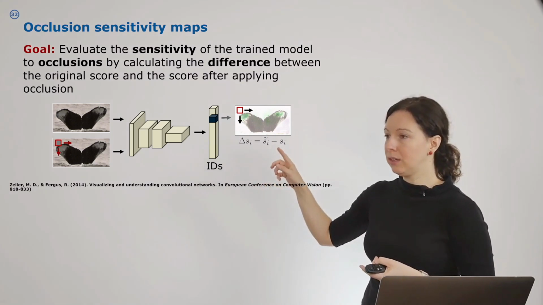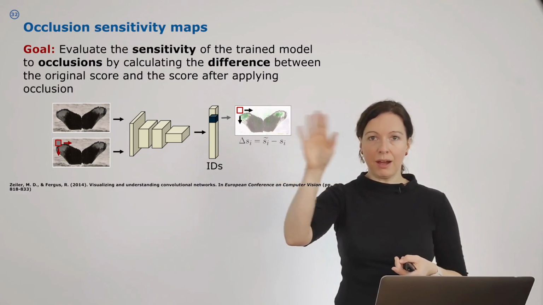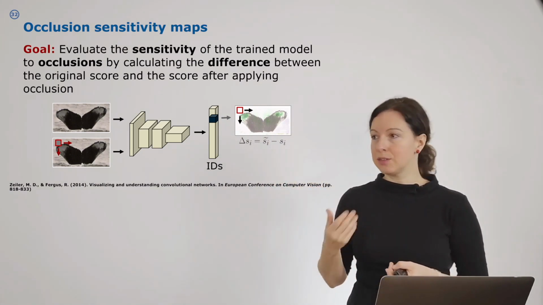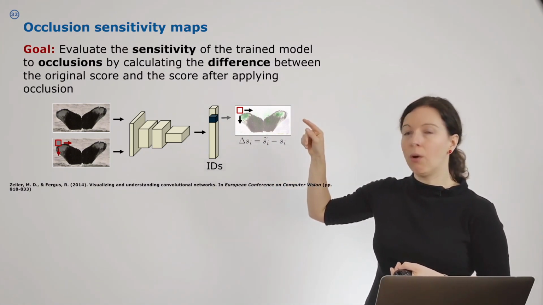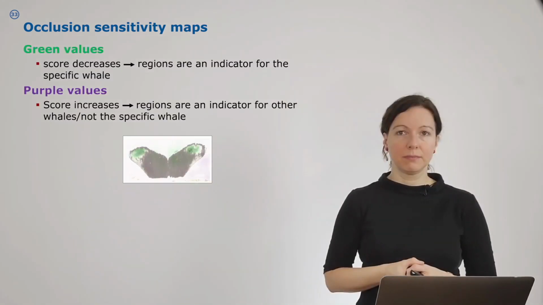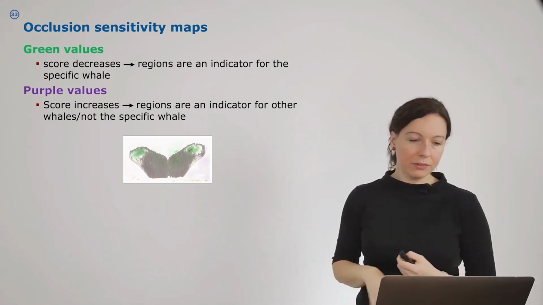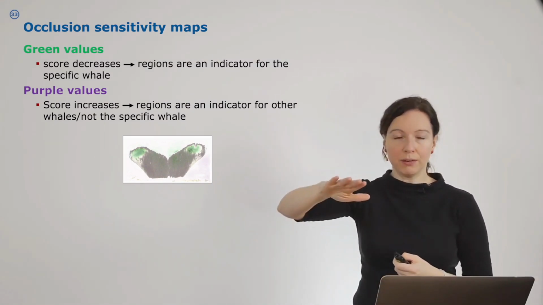This is illustrated here. You take the difference, and based on the difference for each part, you get such a heat map, and this heat map is overlaid over the image. Illustrated here a little bit more in detail, this is the heat map overlaid over the image.